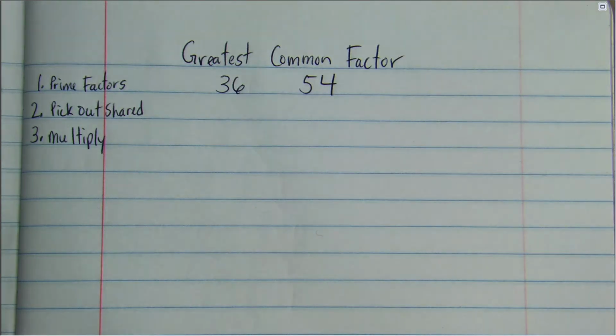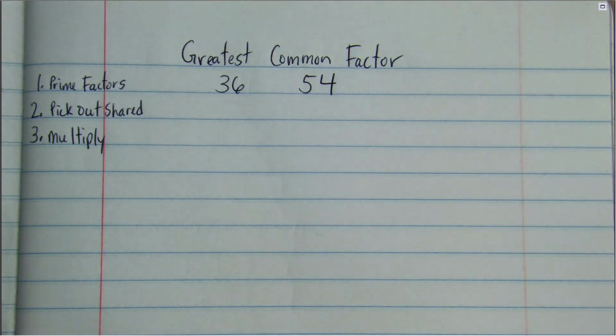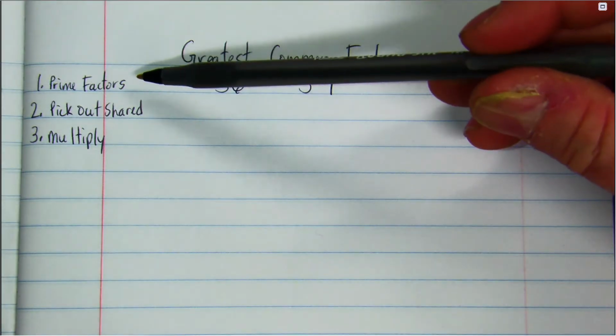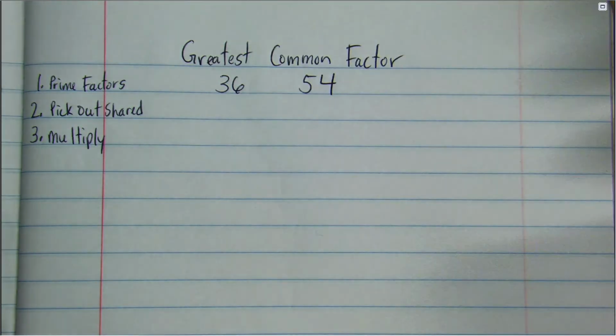So if we wanted to find the greatest common factor of 36 and 54, what we're looking for is the largest factor that these two numbers have in common. The first thing we have to do is break each number down into its prime factors using a factor tree.